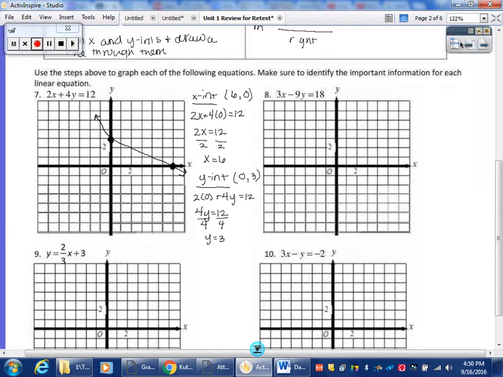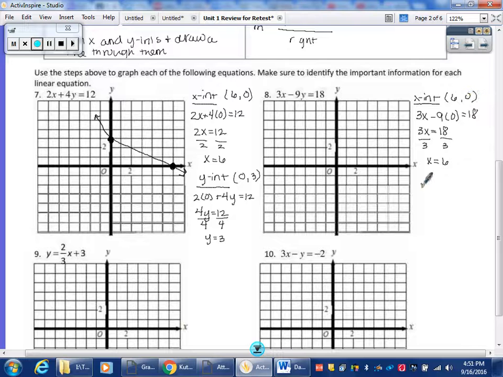All right, I'm going to come over here, and what I see is another line in standard form. And so instead of solving for y, I'm going to do the same thing I did here, which is find the x and y intercepts and connect them. In order to find the x-intercept, I plug 0 in for y. So this becomes 3x minus 9 times 0 is equal to 18. So 3x is equal to 18. Divide by 3. x is equal to 6. And so my x-intercept here as well is (6, 0).